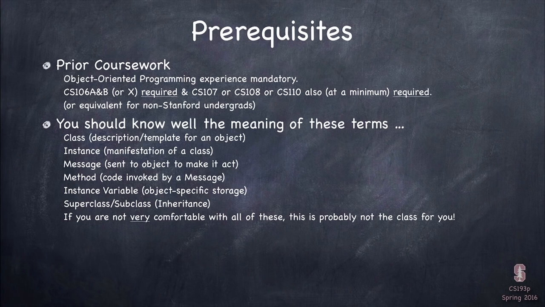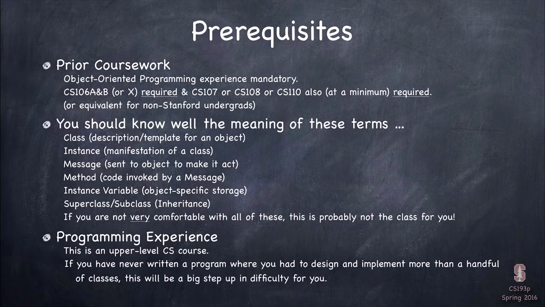When it comes to object-oriented programming, you should know all these terms like the back of your hand. You shouldn't be looking at those and going, what? What's that? Superclass? I don't get it. You should not even be here. Go take these other classes and then come back. This is an upper level CS course. This is not 106 or 107. It's the next level up. So if you haven't written a fairly sophisticated app before, then you're going to find out this is a lot of work. So that's the prerequisites. Make sure you're prepared for this class.